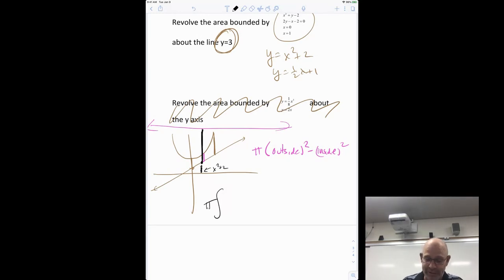Oh, sorry. Not x squared plus 2. That's the line. So it's actually 1/2 x plus 1. The total distance between the pink line and the x-axis is 3. And then we're going to subtract that little distance. So that black line is actually 3 minus 1/2 x plus 1.